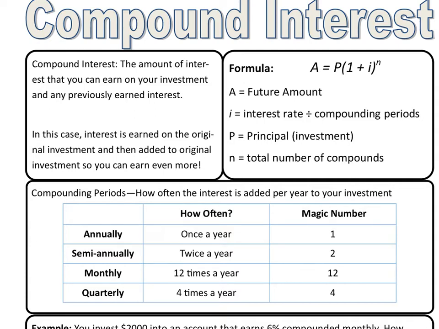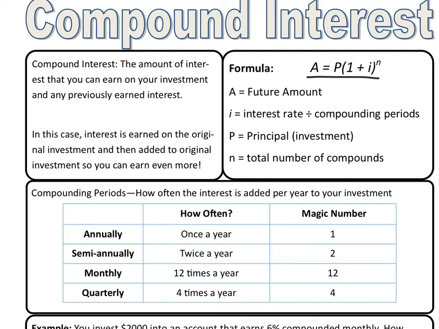The formula is here: A equals P(1 plus i)^n. So it does have an exponent in it. A is our future amount, so it's basically the amount that's going to be in the account at the end of the investment, or however long you're calculating it for.